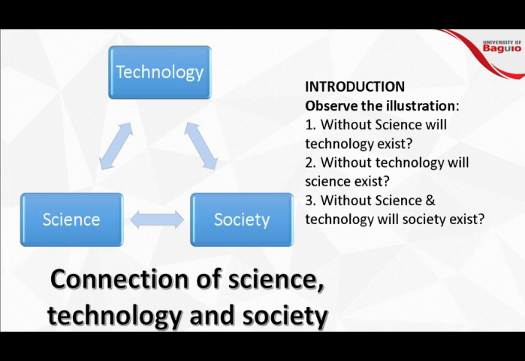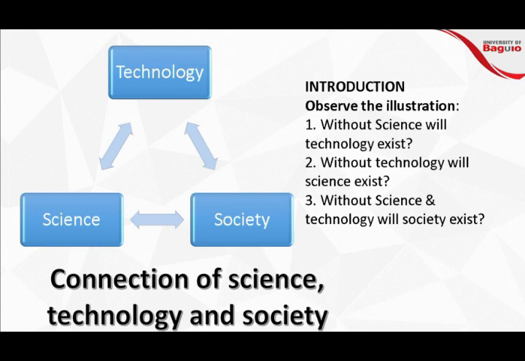Another one: without science and technology, will society exist? Yes, probably. Even without science and technology, society will still exist, since when we define society, it is a social group of people with a common interest and a common goal. So even if science and technology didn't exist, society would still exist. People will still exist. But when you look at reality, we are already connected. We are already living with science and technology.